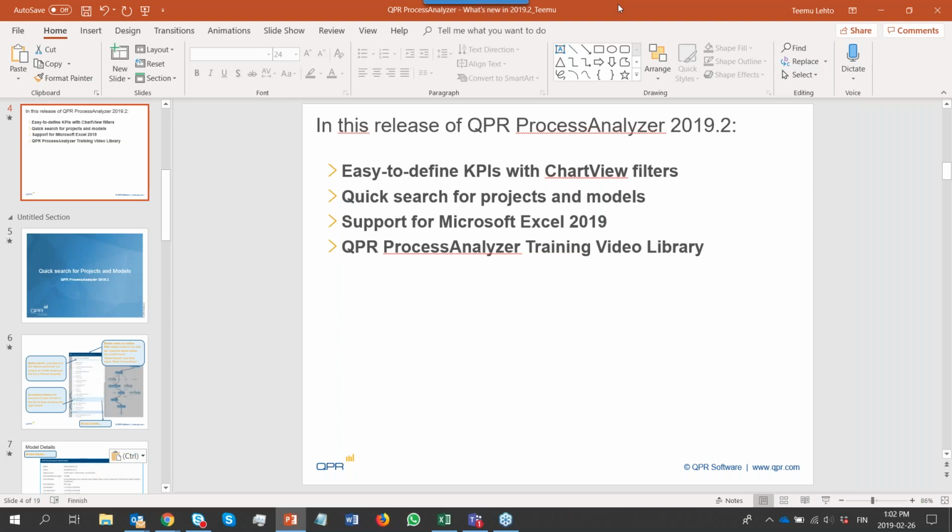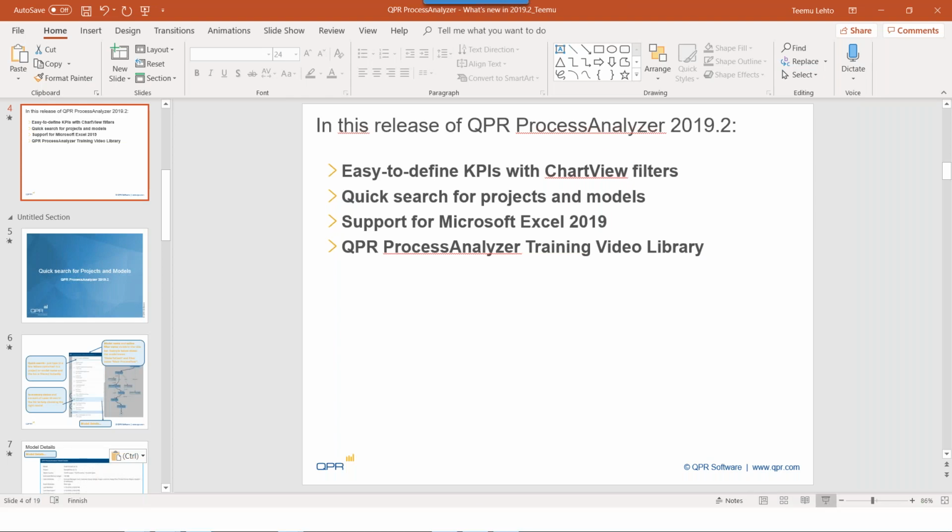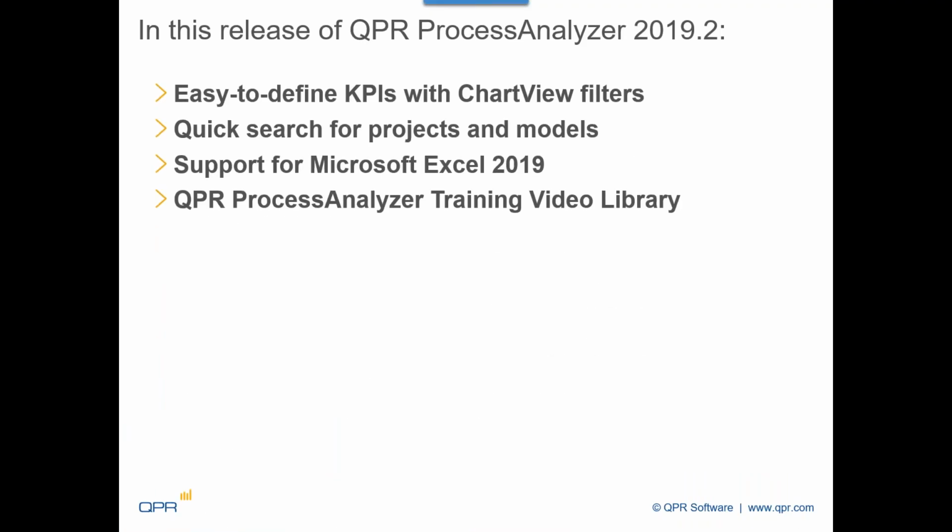Excellent. Okay, all right. So let's get started with the new features and functionalities. Today we will be looking at the enhanced chart views with the filters and multiple axis definitions. We're going to check the quick search tool for projects and models. And in the 19.2 version, our continuous support for Microsoft Excel is still there. So we have support for the new Microsoft Excel 2019 in our Excel client, which connects to the same cloud and server environments.